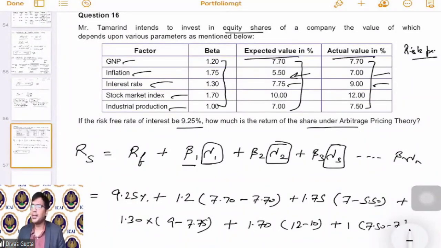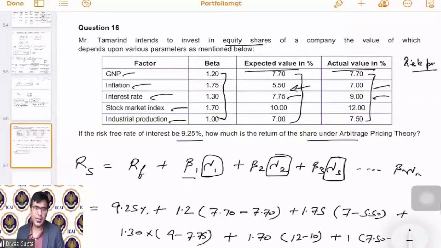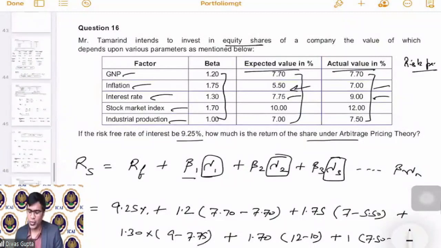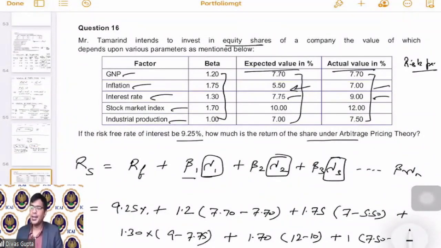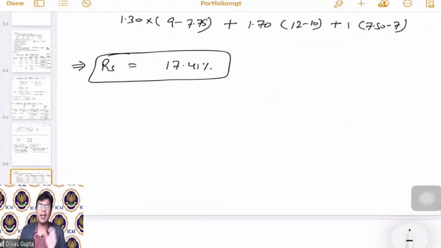Now Jitendra is asking required return as per CAPM. Jitendra, if you're referring to question number 4, in that we have calculated the required return as per CAPM, and that is the expected return itself. Required return as per CAPM means the risk-free rate of return plus the market premium multiplied by beta, which is the risk-adjusted return.